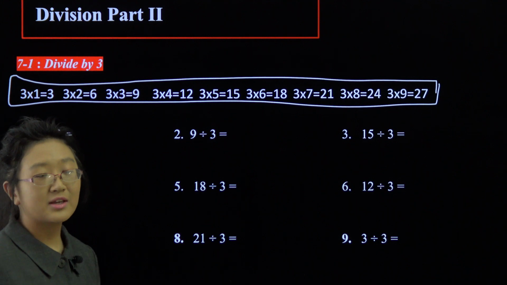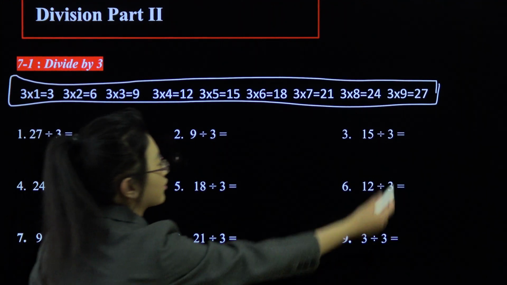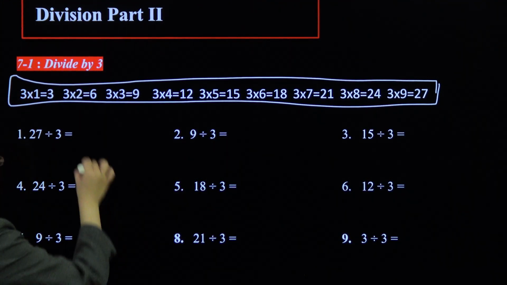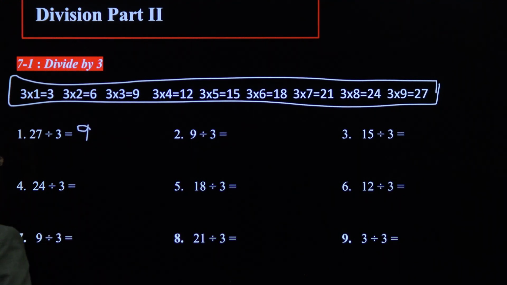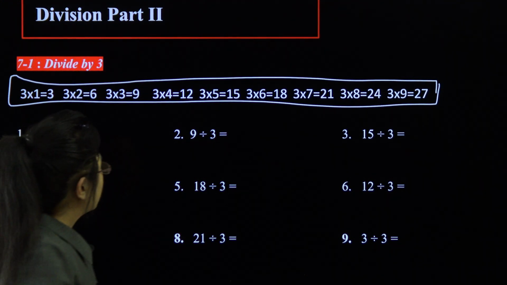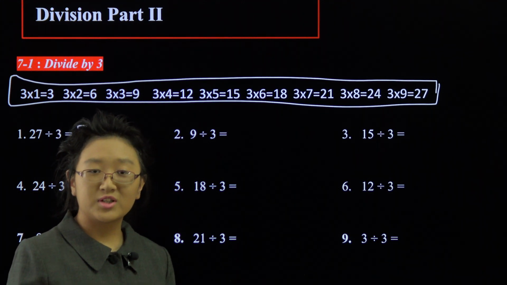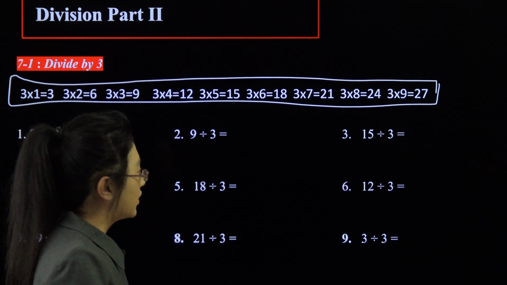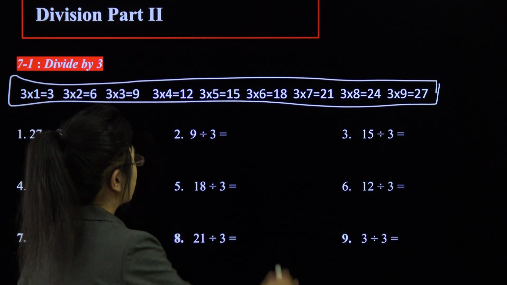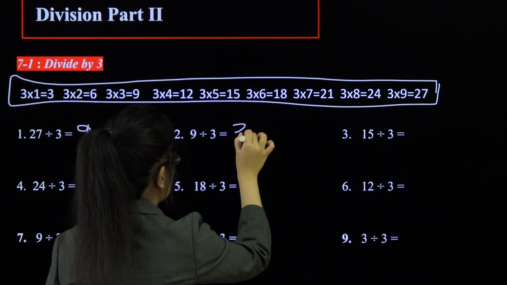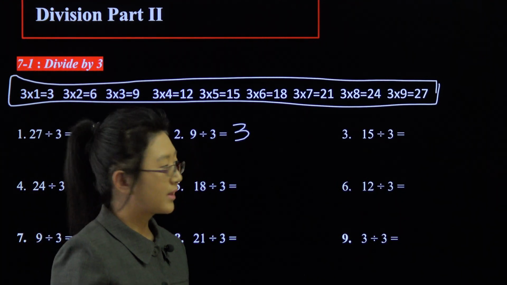Now we have 27 divided by 3. 3 times what equals 27? 3 times 9 equals 27. 27 divided by 3 equals 9. 9 divided by 3? 3 times what equals 9? 3 times 3 equals 9. So 9 divided by 3 is 3.